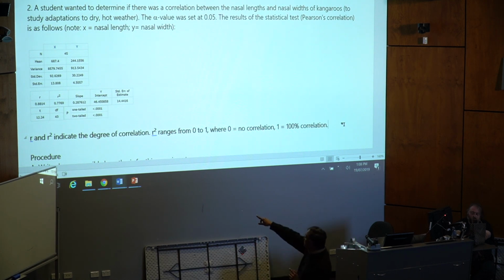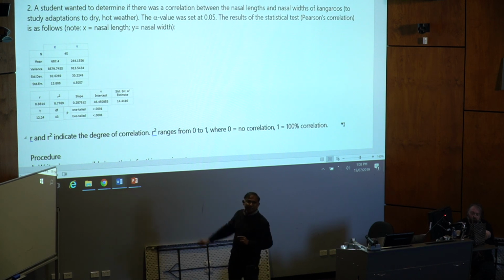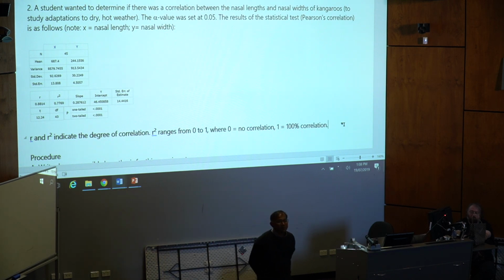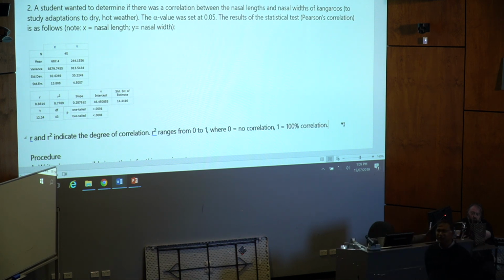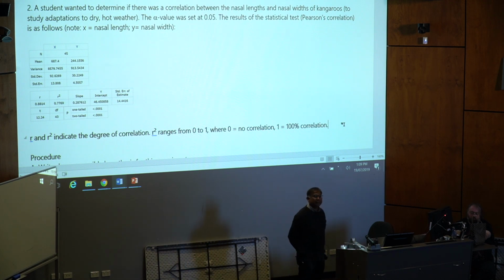So if you look at this result, see just that column that says R squared, it says 0.7769. So that means there is a 77.69% correlation between the independent and dependent variable. That's a fairly strong correlation. Okay? That's how we interpret correlation. Is everyone okay with that so far?